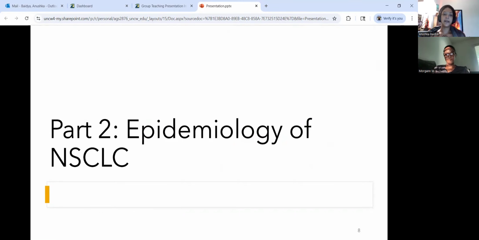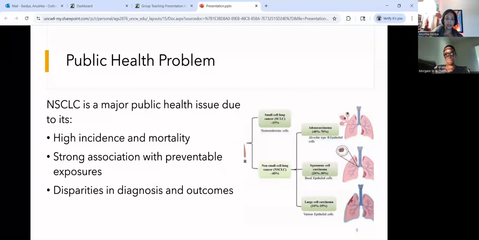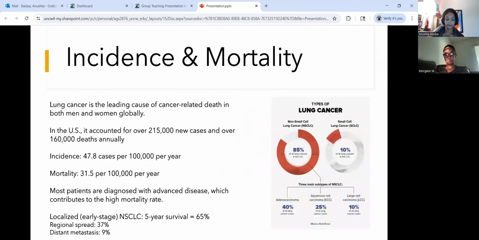Now, going into the epidemiology of non-small cell lung cancer, why is NSCLC a public health problem? Well, due to its high incidence and mortality rates, or death rates, as well as the strong association with preventable exposures such as tobacco use and radon exposure, which we'll go over in a bit, and there's also many disparities in diagnosis and outcomes. Despite being largely preventable, underscreening and continued exposure to risk factors make it one of the most lethal cancers worldwide.